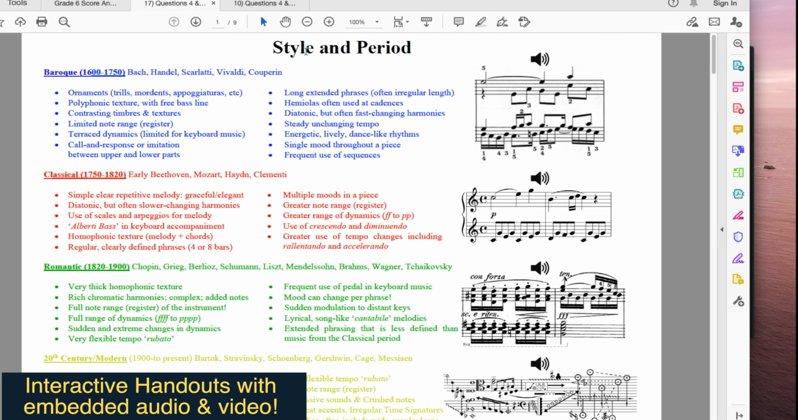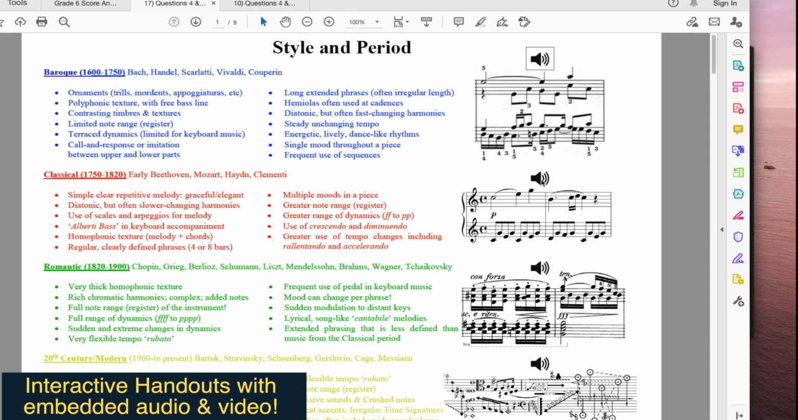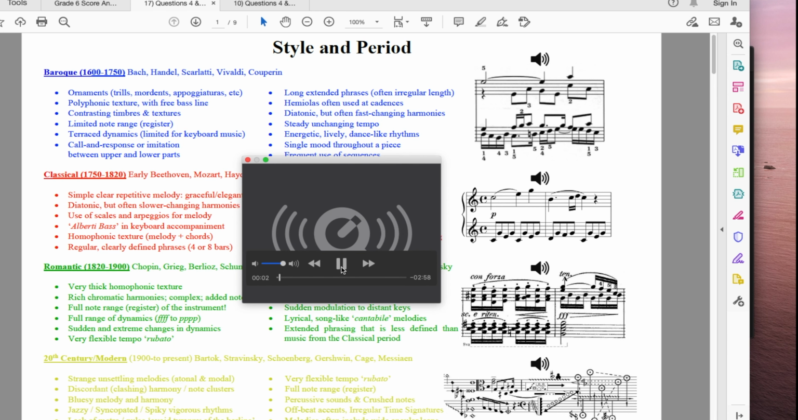There are dozens of handouts for each grade that deal with specific topics that are unique to that grade, but we are just going to look at one or two handouts from grade 6 just to give you an idea of what they're like. Here is an example of one of those handouts that students will be using, dealing with style and period. You can see lots of bullet points for each musical period: Baroque, Classical, Romantic and Modern, and there are audio files on the right hand side embedded directly into the PDF so that students can click on those and hear some music examples from each of those periods.